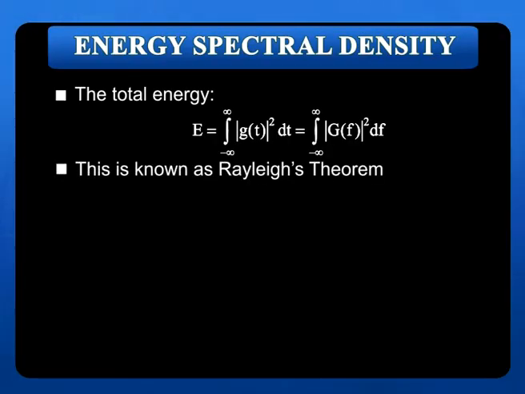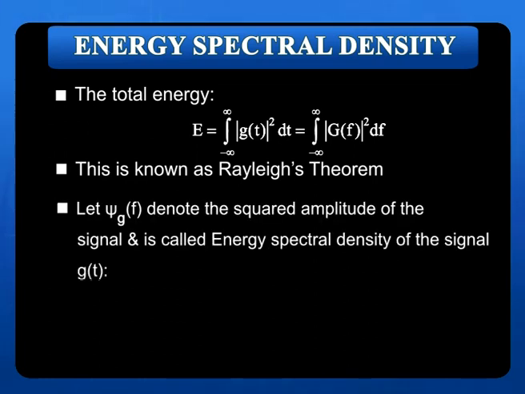Now this is known as Rayleigh's theorem. This is a very important theorem. This is called Rayleigh's theorem. Now let psi g of f denote the squared amplitude of the signal and it is called the energy spectral density of the signal g of t. So psi g of f is equal to mod g of f whole square. Then energy is given by the integral from minus infinity to plus infinity of psi g of f df. So this psi g of f is called the energy spectral density of the signal.